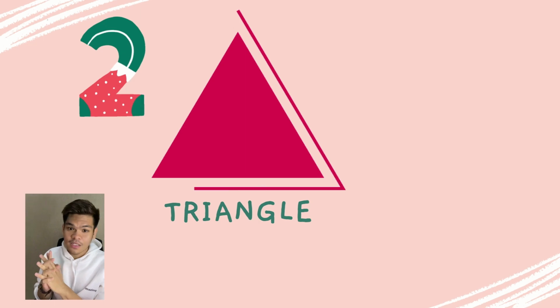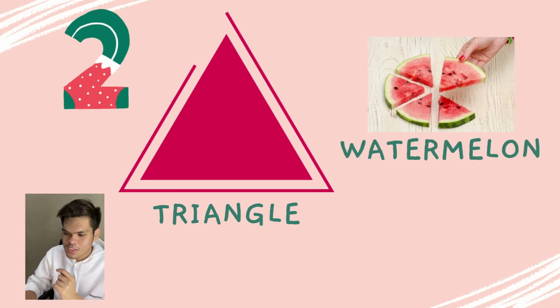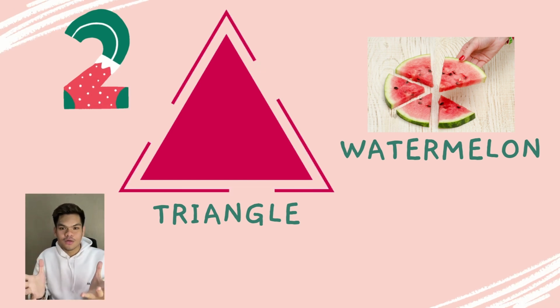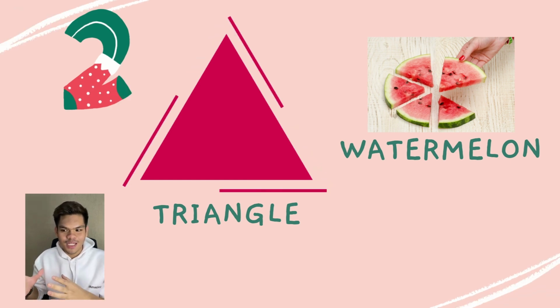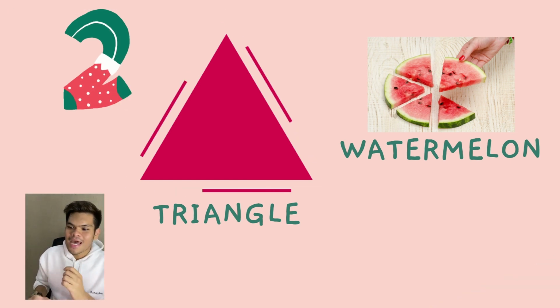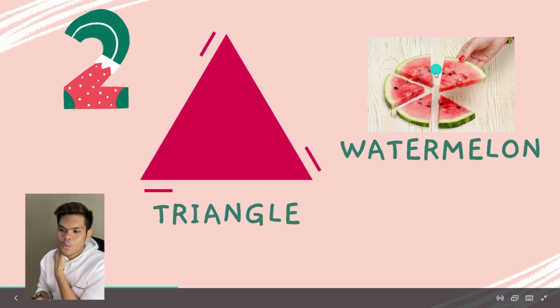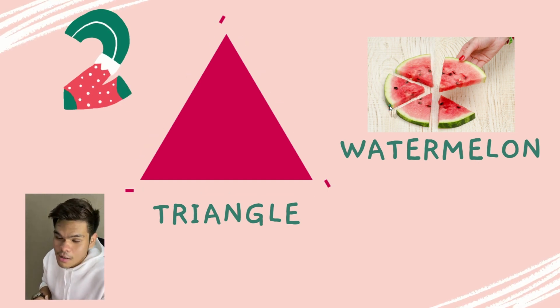Okay, do you have anything in mind? Let's see what I have here. I have the first example is watermelon. Okay, watermelon is round. But when you cut the watermelon, you can make it into triangle shapes, as what you can see in this picture. Okay, these watermelon are triangle in shapes.